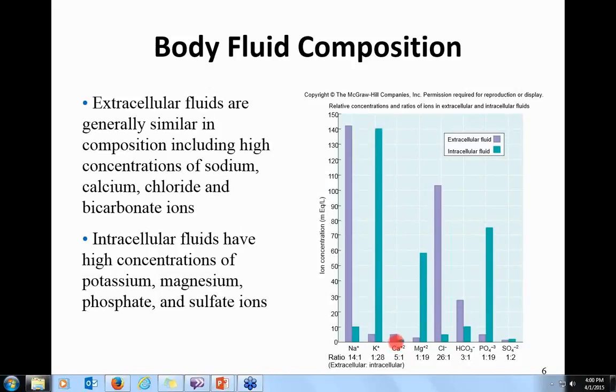Other ones that we'll be focusing on are calcium and phosphate ions, which are going to be closely linked, and our friend the bicarbonate ion, from how carbon dioxide is transported.